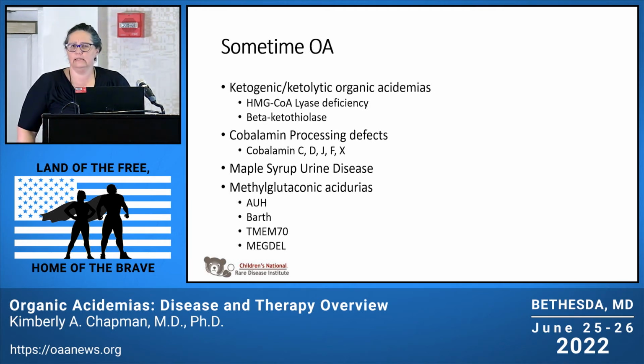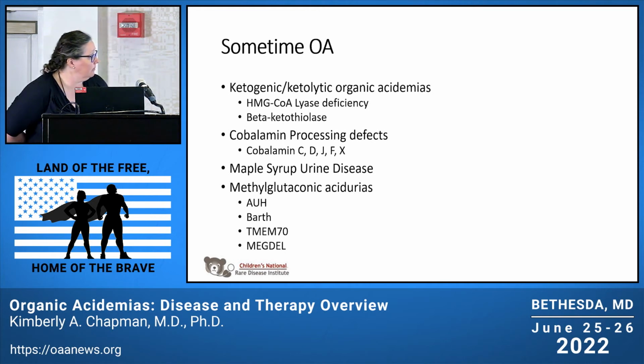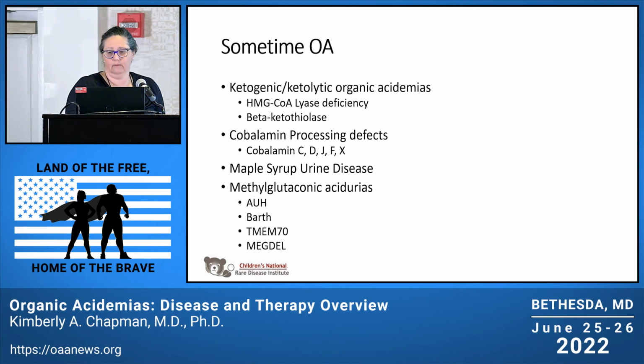Maple syrup urine disease, which I always scratched my head about until one of my more mature colleagues said, well, of course they have dicarboxylic acids in their urine. So MSUD. And then the methylglutaconic acidurias, these are almost all mitochondrial disorders, but they actually release methylglutaconic acid in the urine. And this is why it gets pretty complicated.